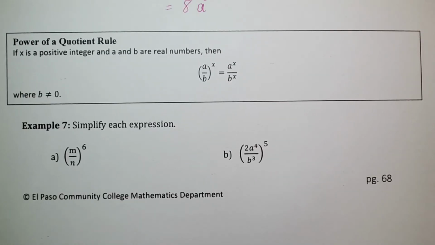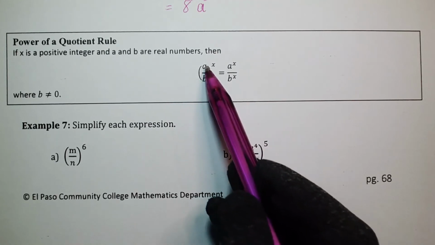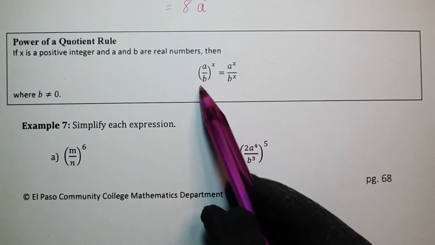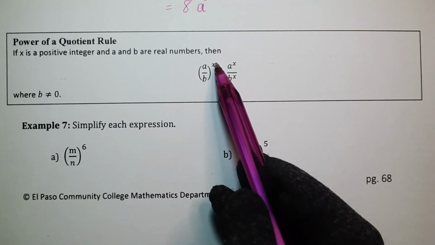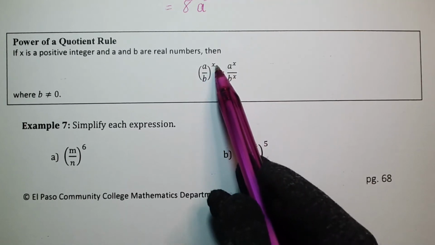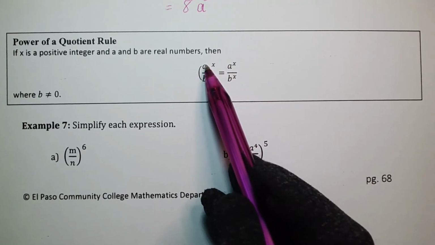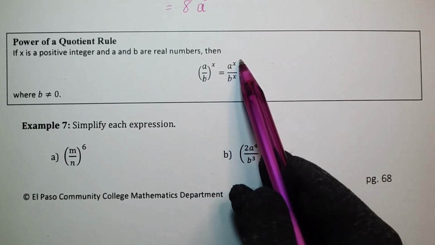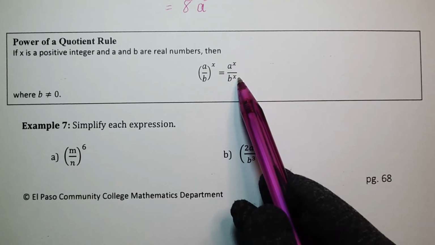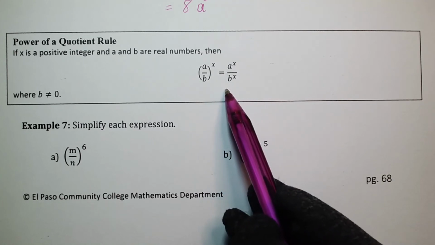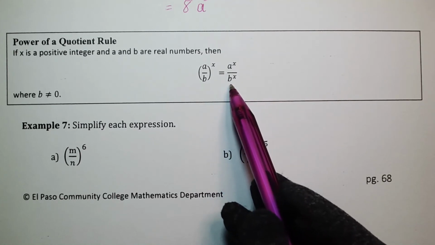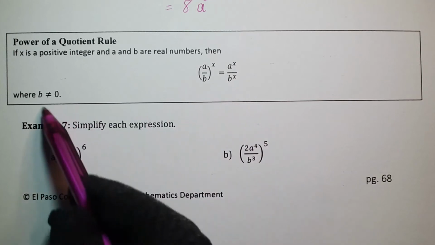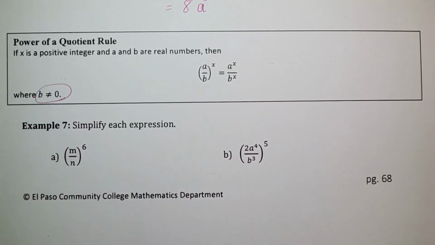The same power of quotient rule. If we have a over b inside of parentheses to the power of x, this power belongs to a and b. We can rewrite it as a to the power of x over b to the power of x. Please note, anytime you have a fraction, denominator must be non-zero.